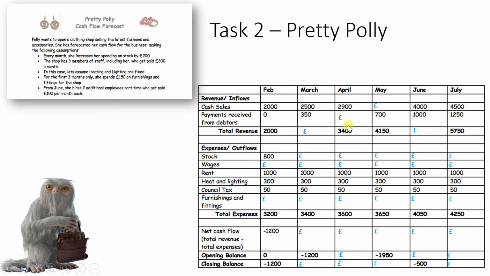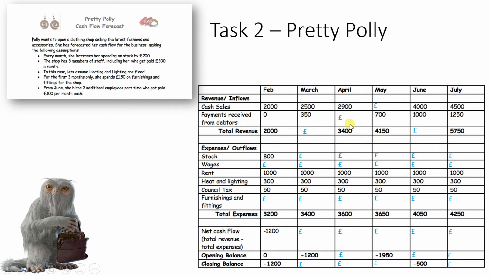Let's just check over on the bullet points on the Pretty Polly case study. Have you got any comment about sales increasing? Let's have a look through all of them. Spending on stock, no. 3 members of staff, no. Heating and lighting, no. Furnishing and fitting, no. And additional part-time, no. So we can work this out.